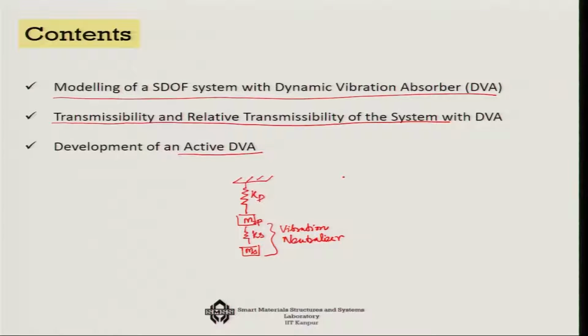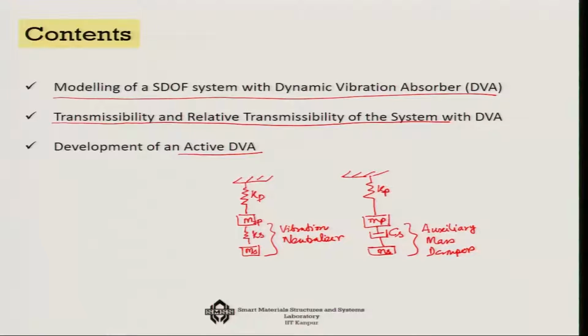Also, there is another special case possible. In that special case you again have the primary system, and instead of a spring you have a damper, and then the secondary system. Let us call it the damping constant of the secondary system, and this system is known as AMD, or auxiliary mass damper.